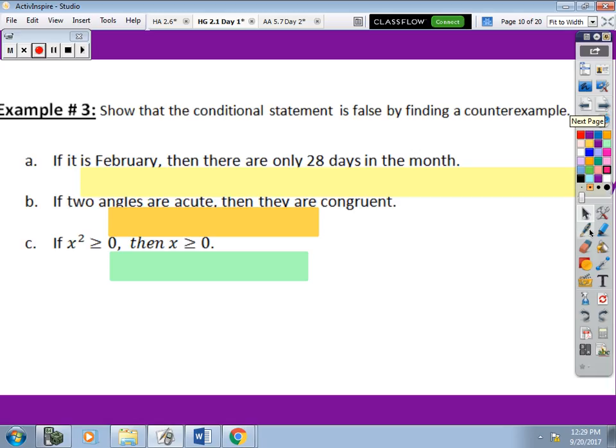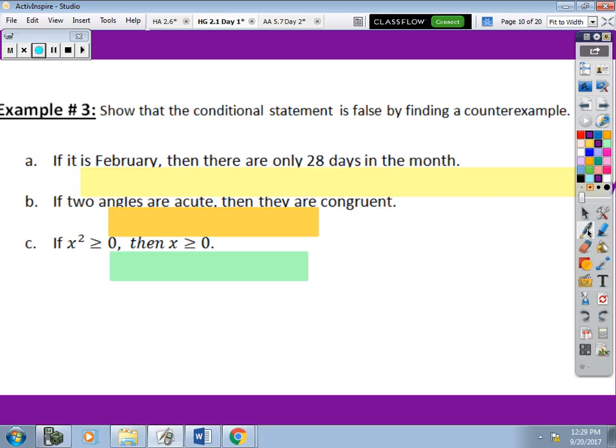Show that the conditional statement is false by finding a counterexample. So they're telling you these are false. You don't have to think about them. They are false. If it is February, then there are 28 days in the month. So again, you have to keep this part the same. You're not allowed to change and say, oh, it's March. February has to stay.